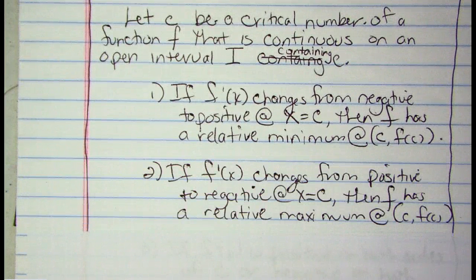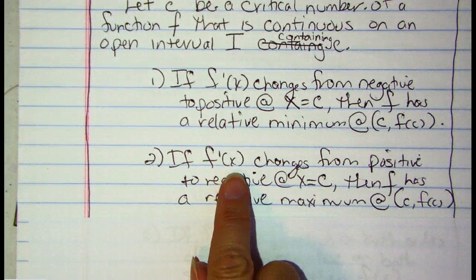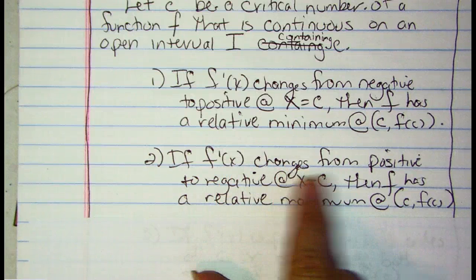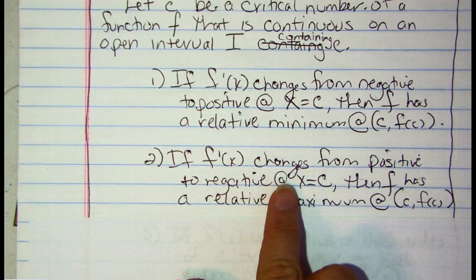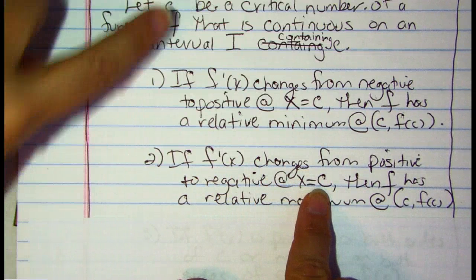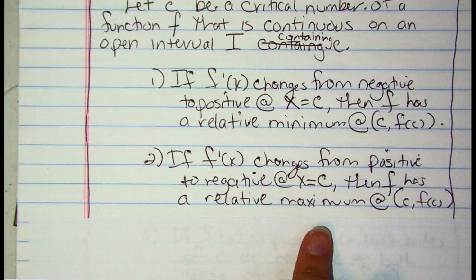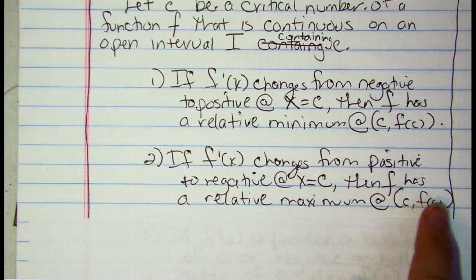Or, if the first derivative, in other words, if the slope of the tangent line, changes from positive to negative this time at this x equals c, what is my c? It's my critical number. Then f has a relative maximum. And where is this relative maximum? At whatever this value is, we plug it back into the original function to get my y.